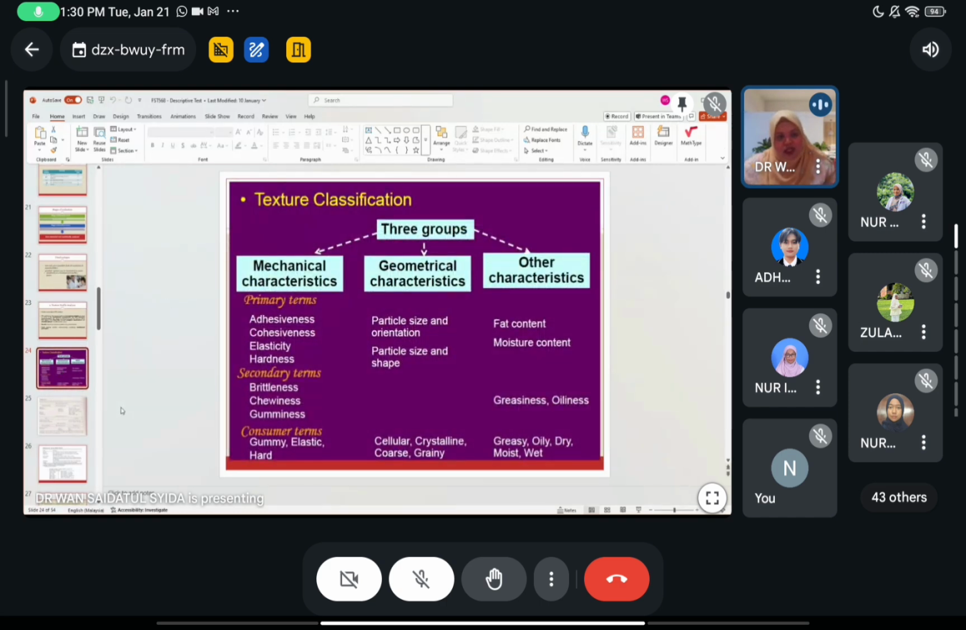Flavor profile, you can assess on five components. In texture profile, it was divided into three. So you should know the primary terms, the secondary terms, the consumer terms. This slide is actually enough for you to differentiate between the components in the texture profile.